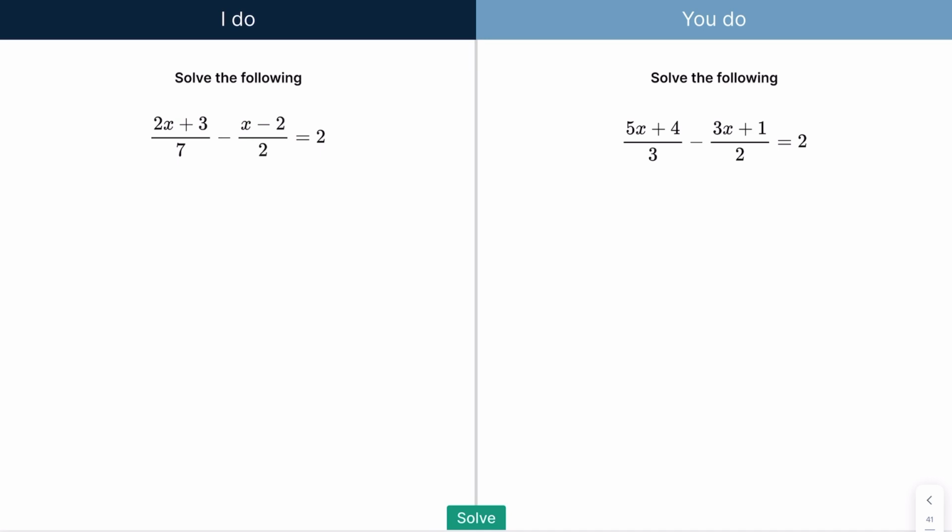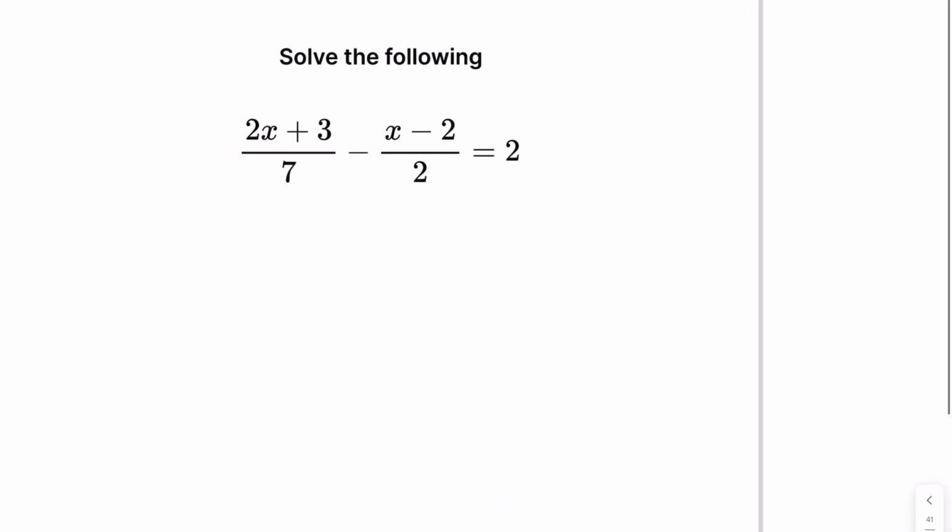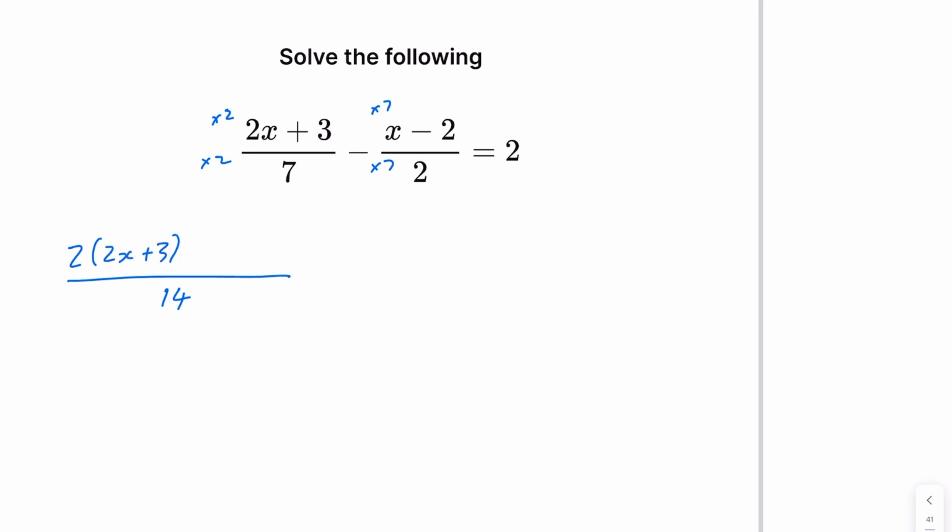So now we are looking at solving, so we need to actually find the value for x. The exact same principles apply as usual. On the left, we've got a fraction. We want to make the denominators the same, so we're going to multiply the top and bottom on this side by 2, and the top and bottom on this side by 7 to make the denominator the same. That gives us a denominator of 14. On the left, we have 2x plus 3 minus 7 bracket x minus 2, which is equal to 2.